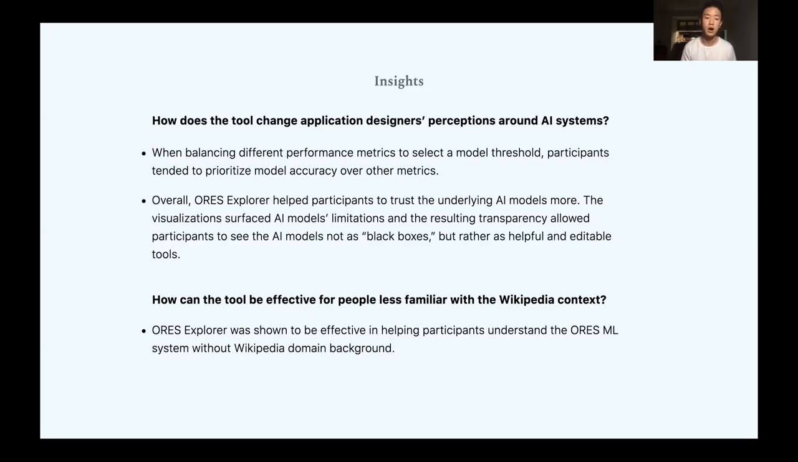Lastly, we want to assess how the tool can be effective for people less familiar with Wikipedia context or people who are new to the community. And it showed that our visualization was effective in helping participants understand the ORES ML system the same way with or without Wikipedia domain background.